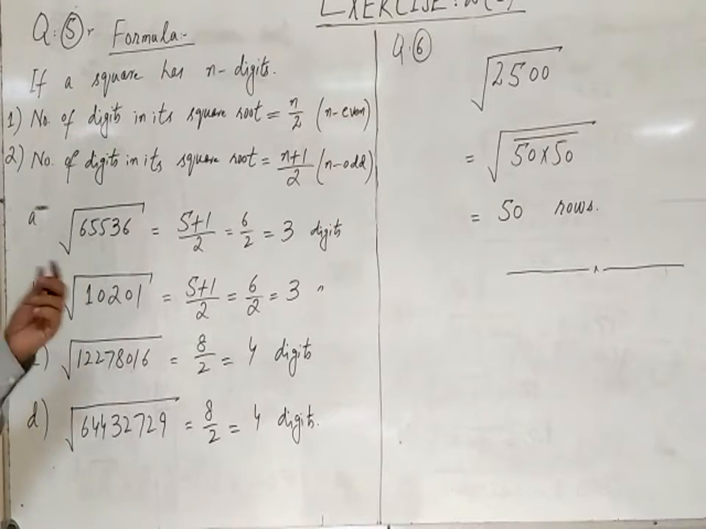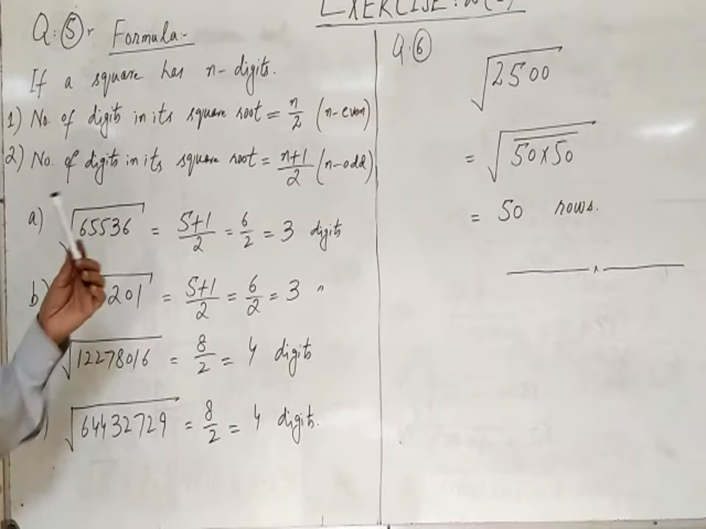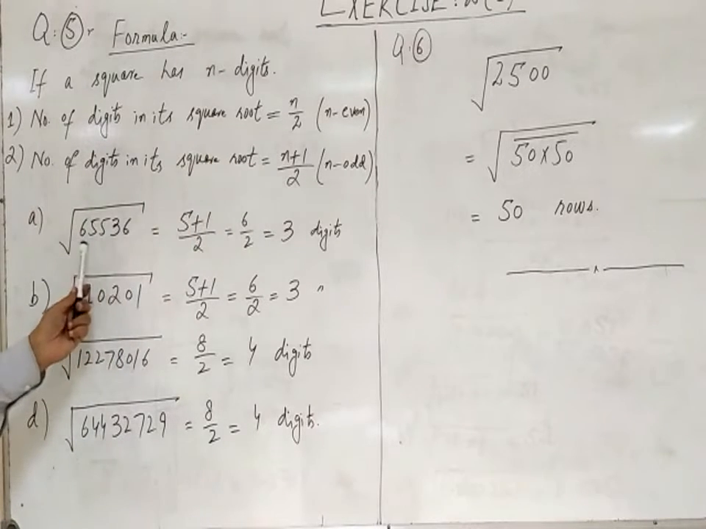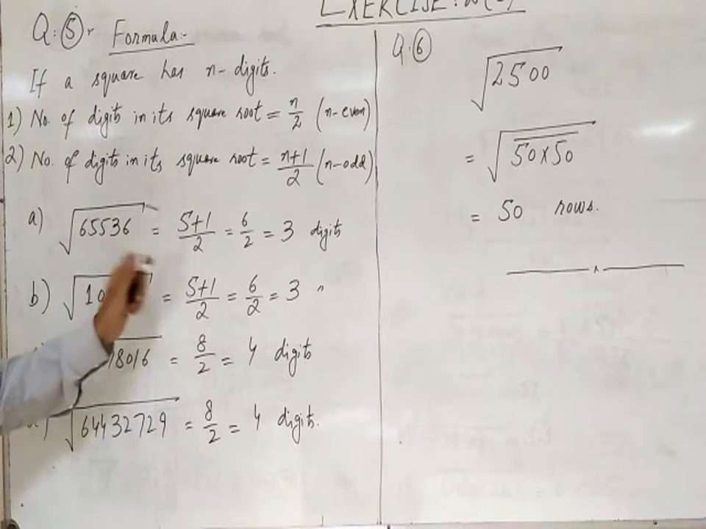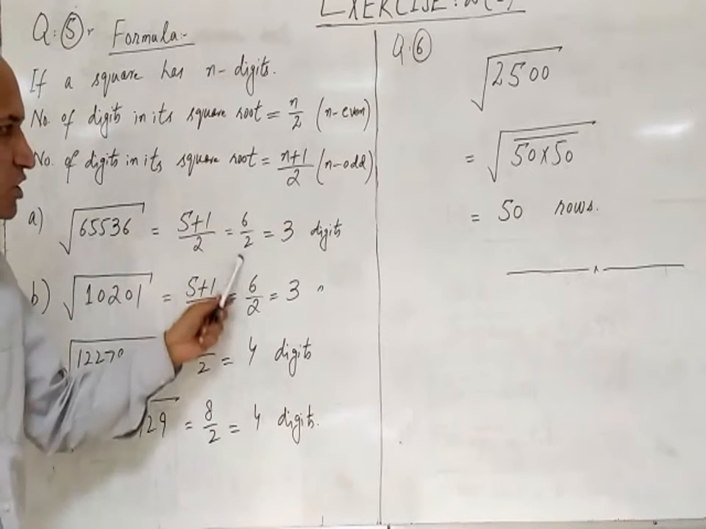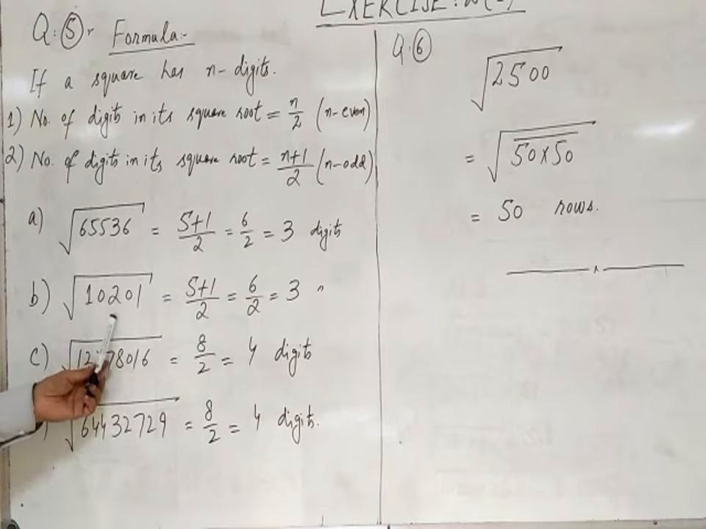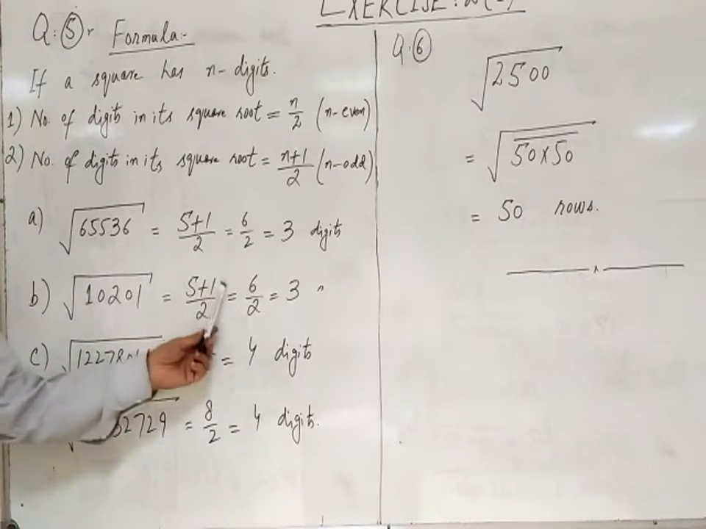So how many digits are in its square root? We use this formula because it is odd. So 5 plus 1 by 2, where n is 5 over here. So it is 6 by 2, equal to 3 digits. Similar is the case over here. 1, 2, 3, 4, 5. So 5 digits. 5 plus 1 by 2, we get 3 digits.